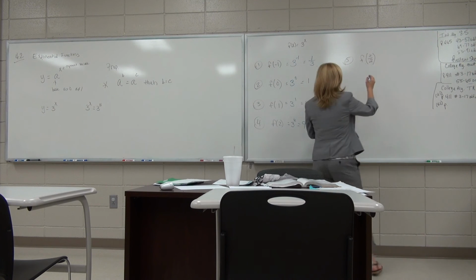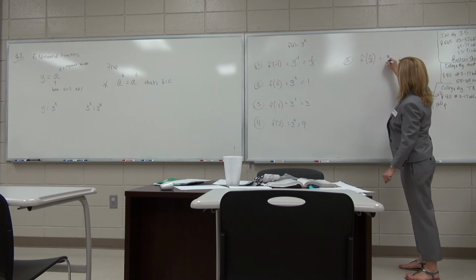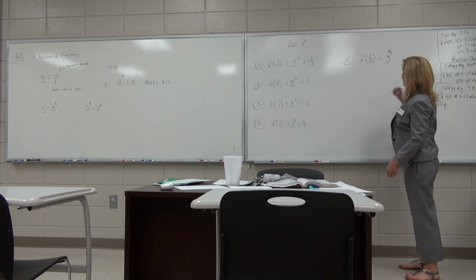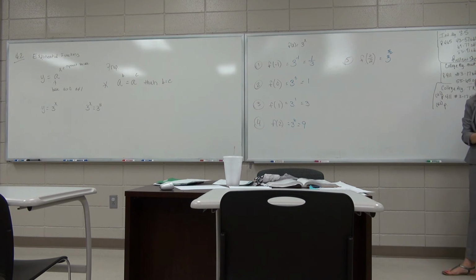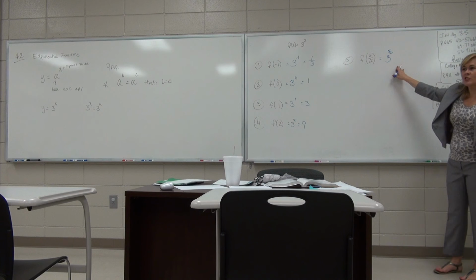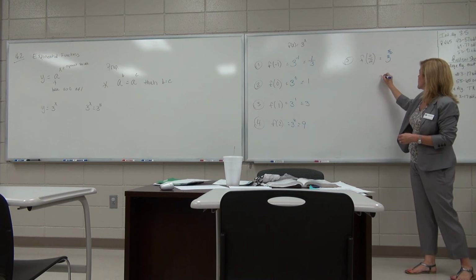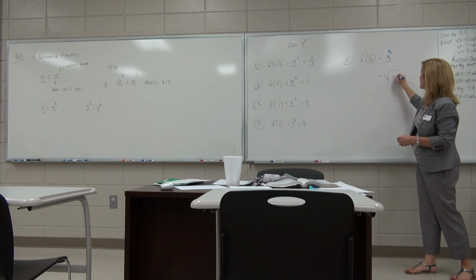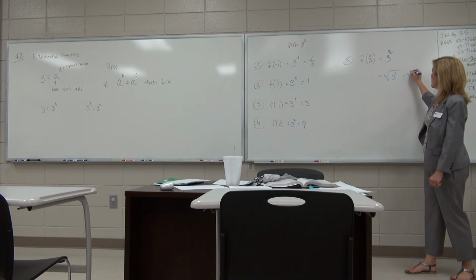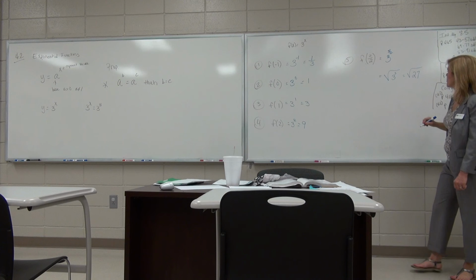Now let's do this 3 halves. That's going to be 3 to the 3 halves power, right? Well, do you remember how to write a rational exponent as a radical? Right, whatever's in the denominator is the root. Remember, roots come from the ground. The power's in the top. So this would be the square root of 3 cubed, or the square root of 27.